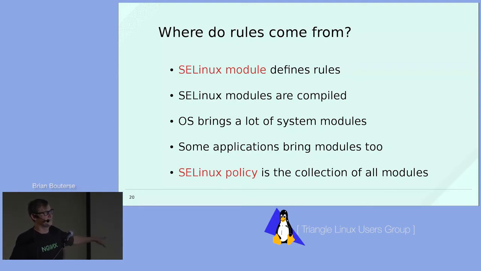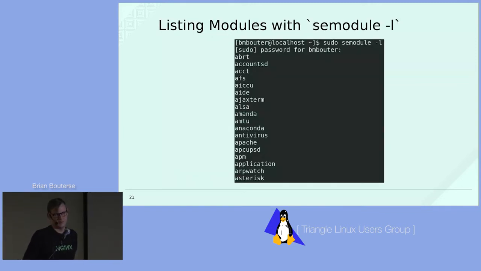So these applications bring their modules, and any application that is ready to work with SELinux has already defined a policy, and they ship it with their application. So we wrote a policy for Pulp, for instance. And your SELinux policy on your system is the sum collection of all of the installed modules. And you can list those modules with the SE module command.